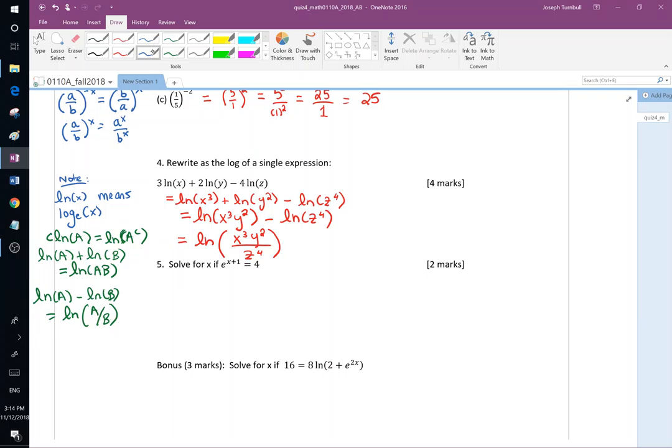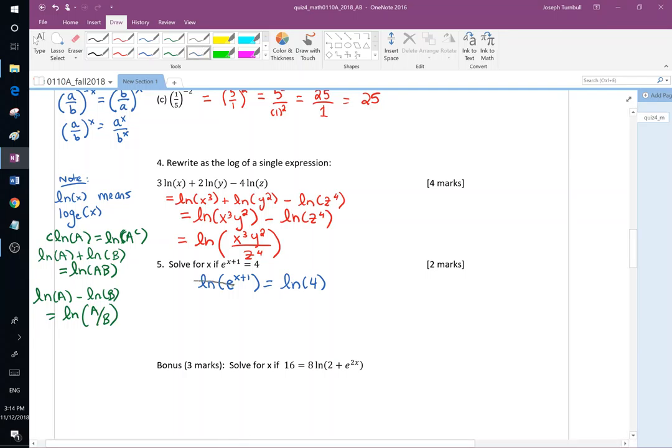You can solve for an x that's trapped in an exponential by taking a log of both sides. And you choose the base of the log based on the base of the exponent. Here, our base of the exponent is e, so I'm going to use a log function with the base of e, which means ln. I'm going to take the ln of both sides. I call this in class logging both sides.